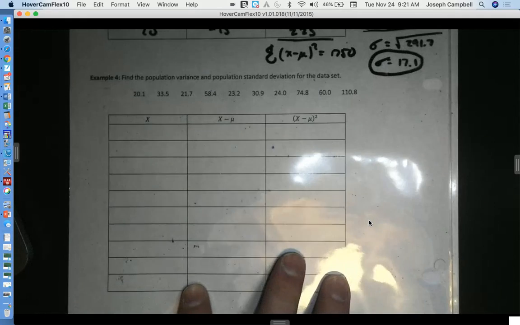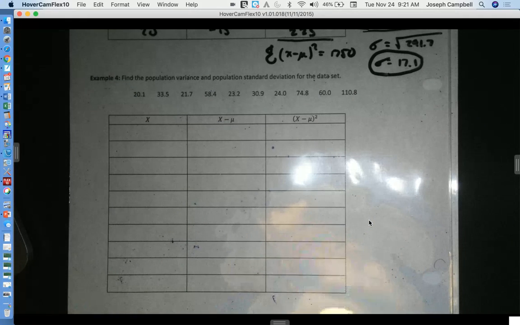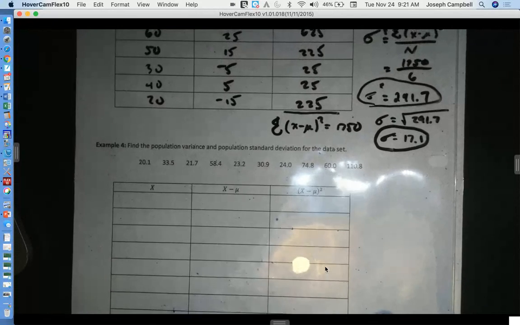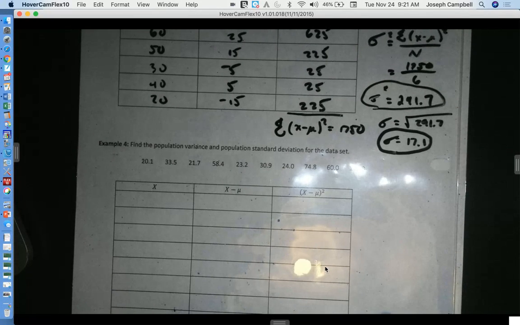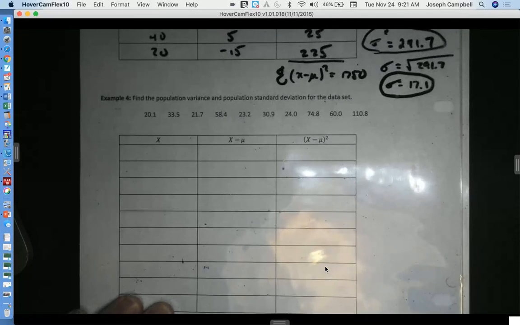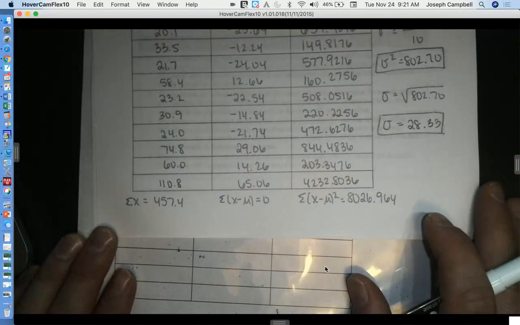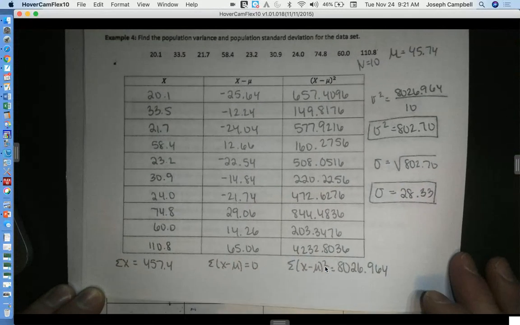All right, I want you guys to try to do this one on your own. Pause the video and then come check with how we did it. Okay, if you did this correctly, you should have gotten these values. This is the exact same thing that we just did. So you should have gotten those values.